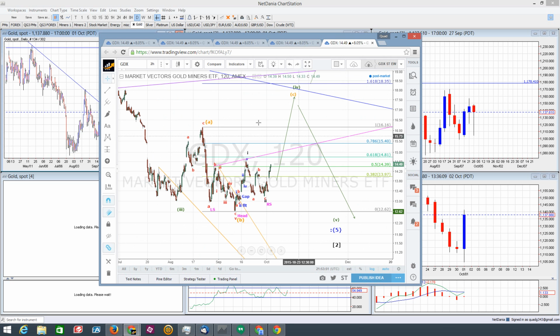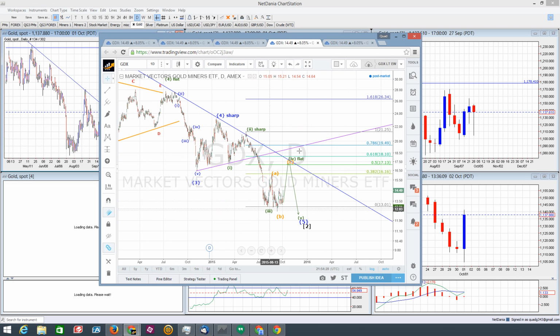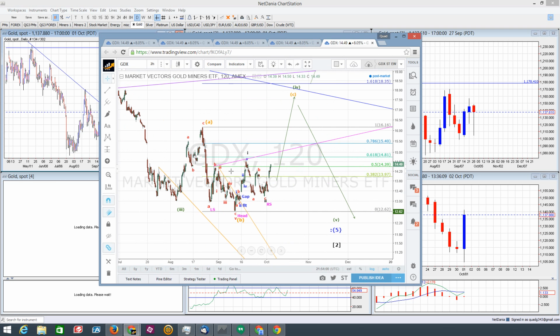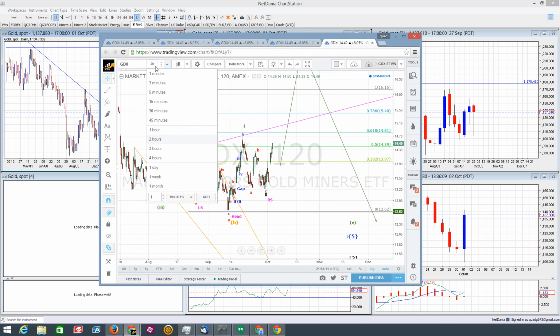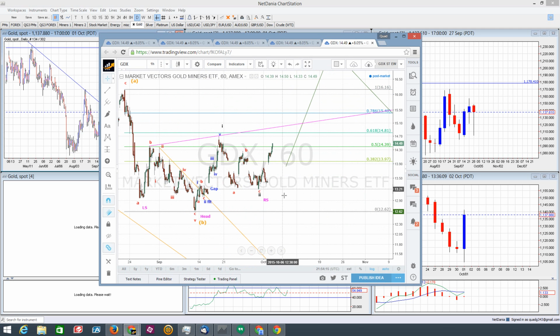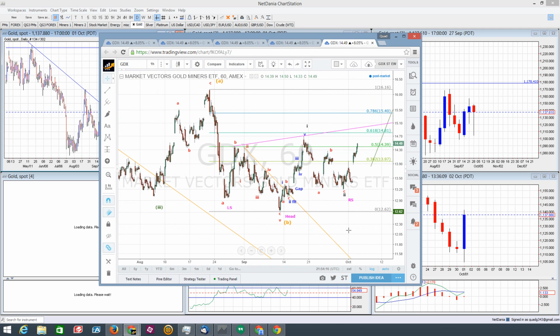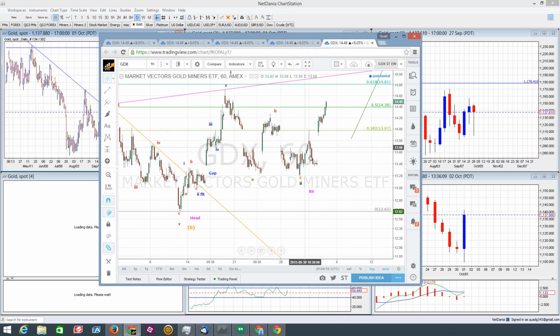Here's the short term count. This is just zoomed in on the wave 3 and 4 here. This 3 and 4 is the same as this 3 and 4 here, and we're just zoomed in on it, giving it a little bit more detail. Kind of had an oddball start here. Let me actually go to the 1 hour chart. This maneuver right here left me really confused.